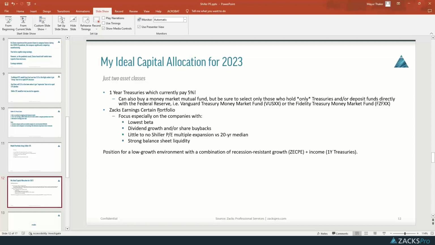So companies within the earnings certain portfolio with a low beta, with dividend growth and or share buybacks, with very cheap Shiller PE and strong balance sheet liquidity. Cross that with 1-year treasuries, which currently pay you 5%. It's very hard to turn that down right now. So I would be very, very closely looking at 1-year treasuries or a money market mutual fund. Be sure to look for a treasury money market mutual fund.